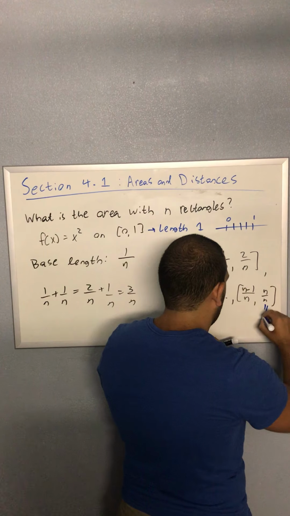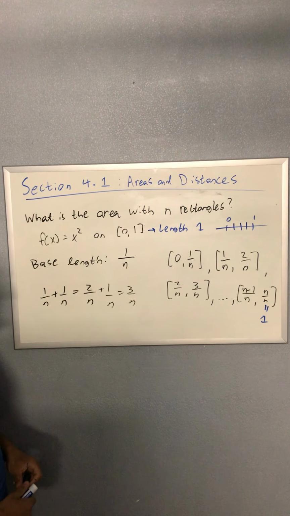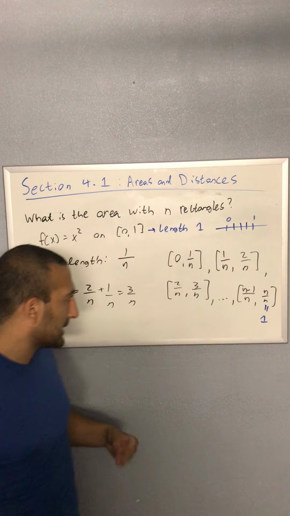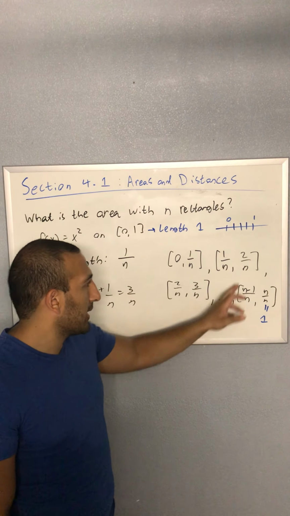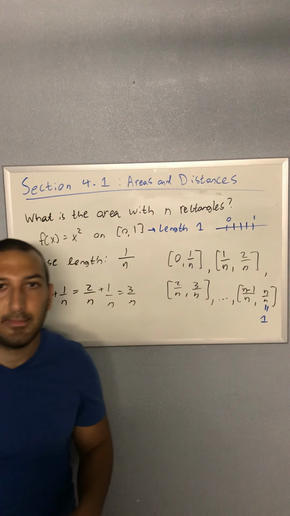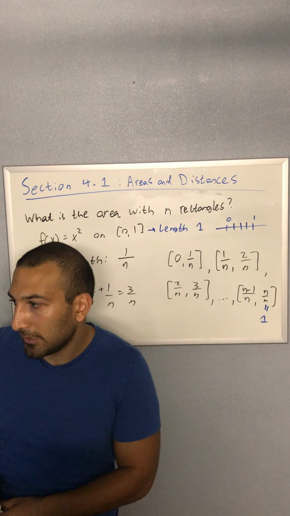This is just 1. Okay? So this kind of tells us the points that we're picking, the right endpoints. Now we know what they are. They're 1 over n, 2 over n, 3 over n, 4 over n, and so on, all the way up till 1. Those are the points that we're interested in.